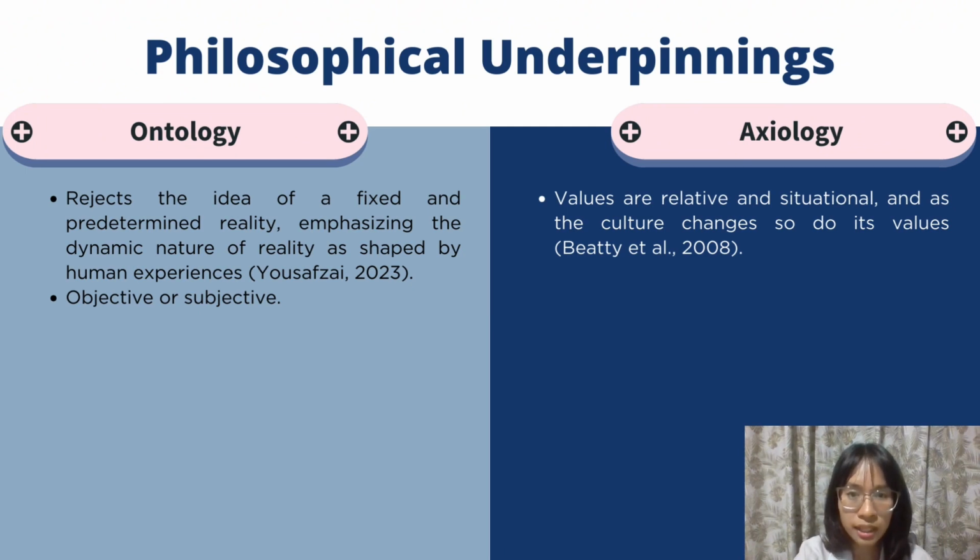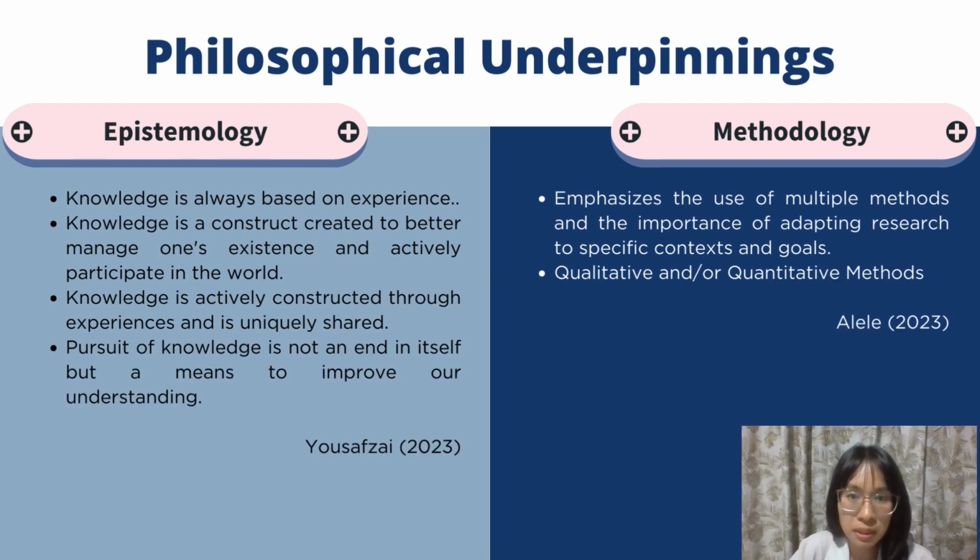So starting with ontology, it emphasizes the dynamic nature of reality as shaped by human experiences. And axiology, values are relative and situational, which is why it is either objective or subjective. So with epistemology, knowledge is always based on experience, which is why it is also uniquely shared. And knowledge is a construct created to better manage one's existence and actively participate in the world.